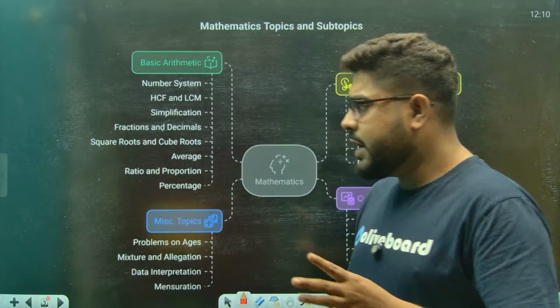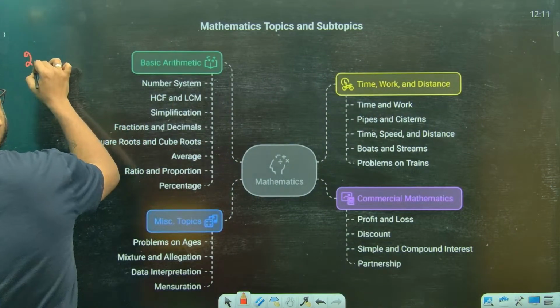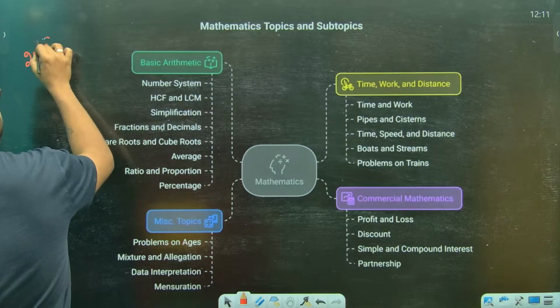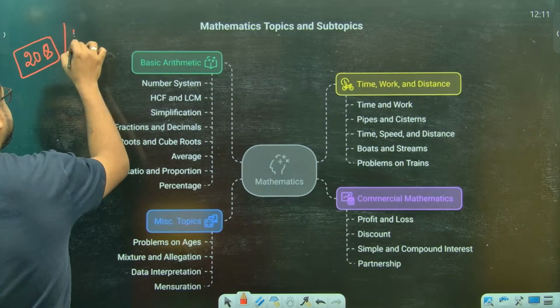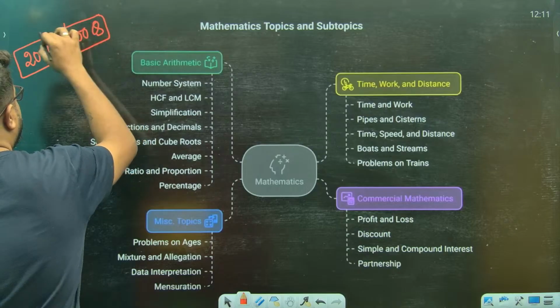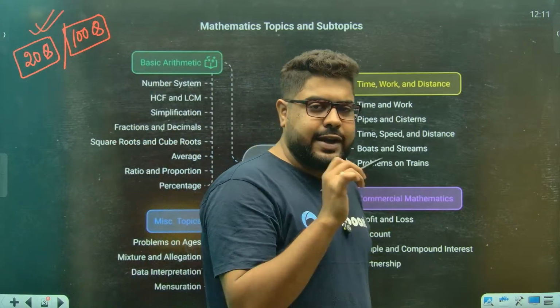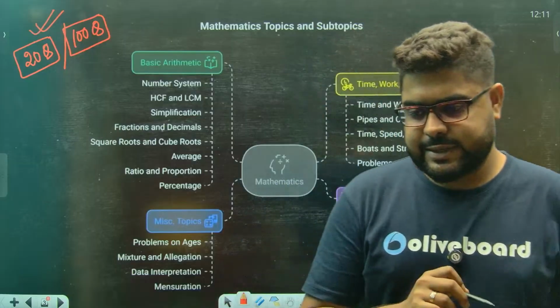Now, quant preparation for Securities Assistant will be a little different than the other exams. First of all, you will get 20 questions in your tier 1 examination. You will get 20 questions out of 100 questions. I hope you already know this information.